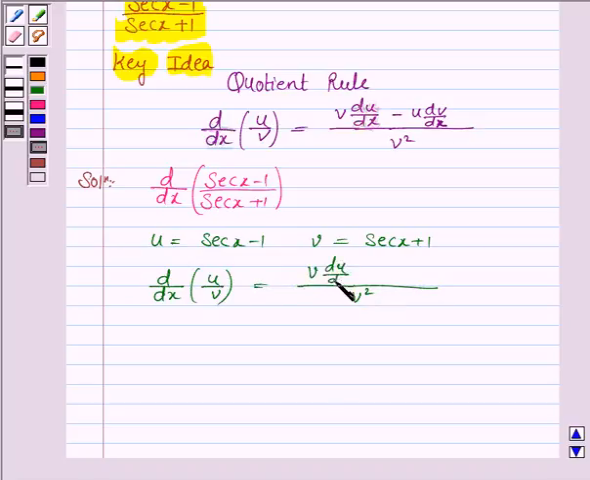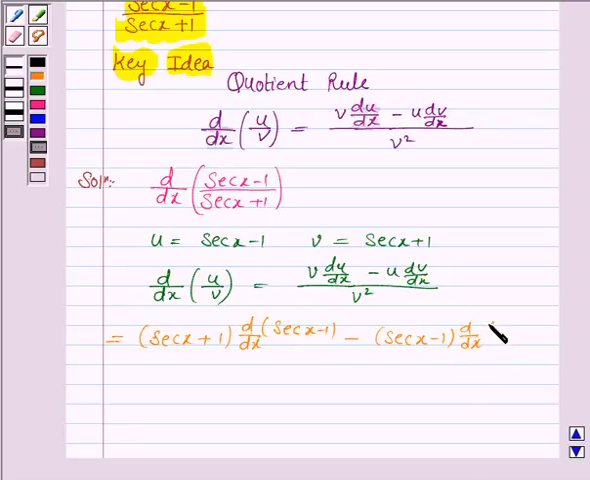v · du/dx − u · dv/dx. Let us now substitute the values of u and v in this. So, this becomes equal to v, which is sec x + 1, into du/dx, that is d/dx of u, which is sec x − 1, minus u, which is sec x − 1, into d/dx of v, that is sec x + 1, upon v squared, which is (sec x + 1) whole squared.